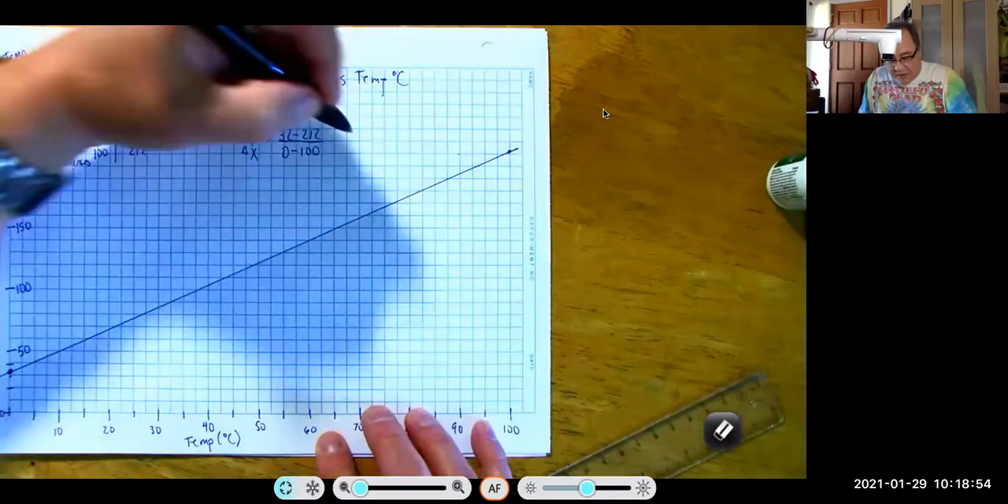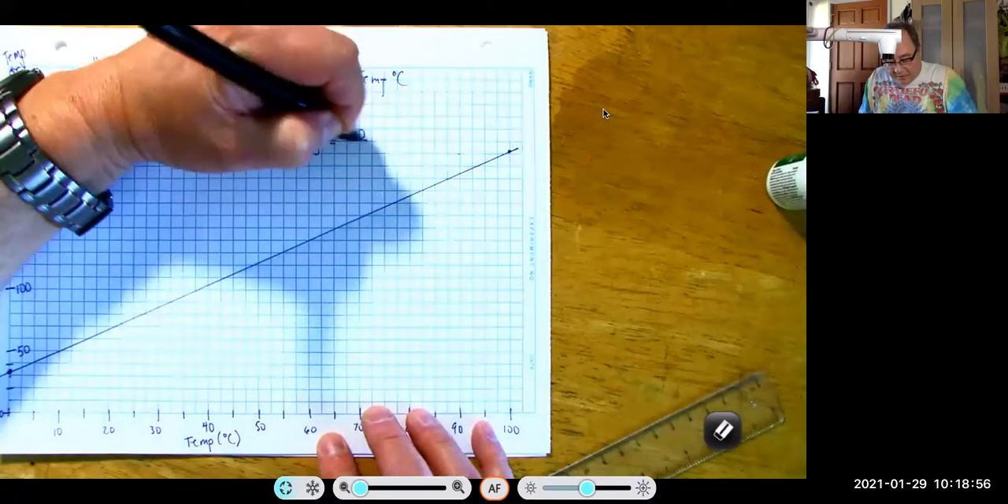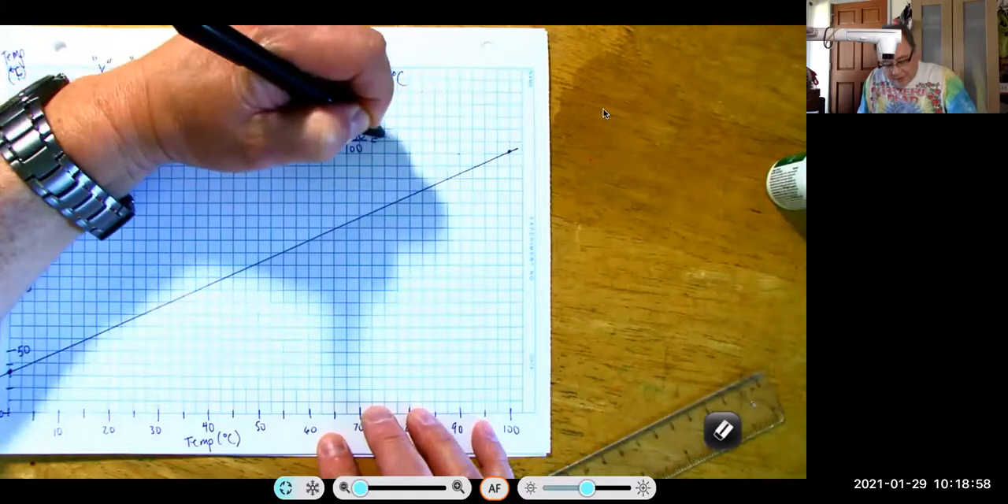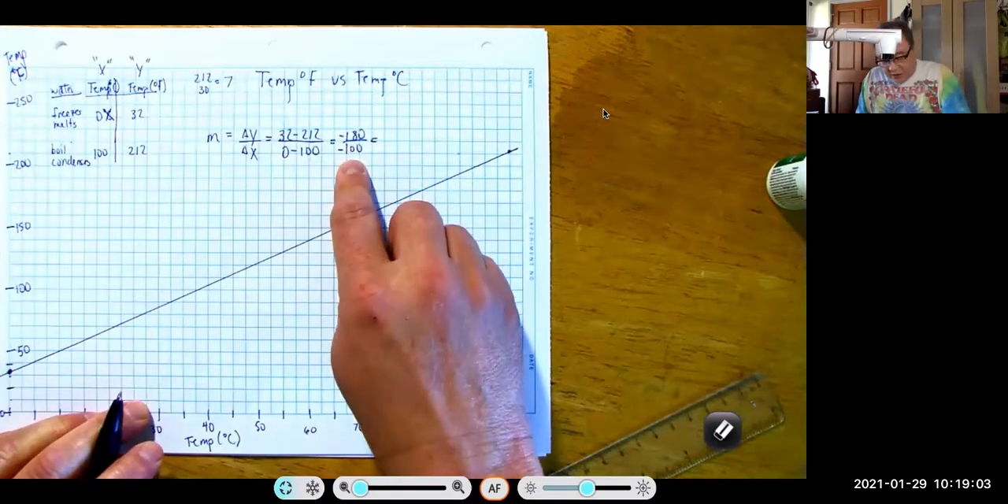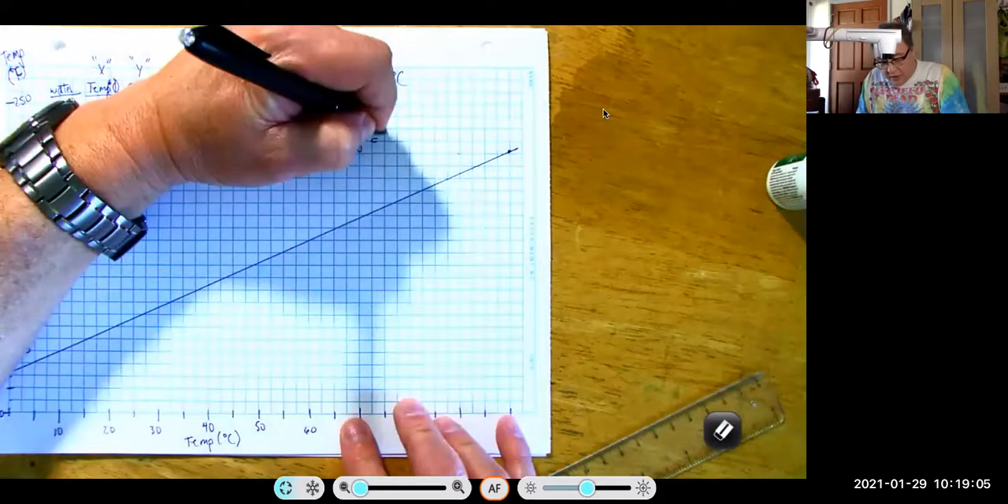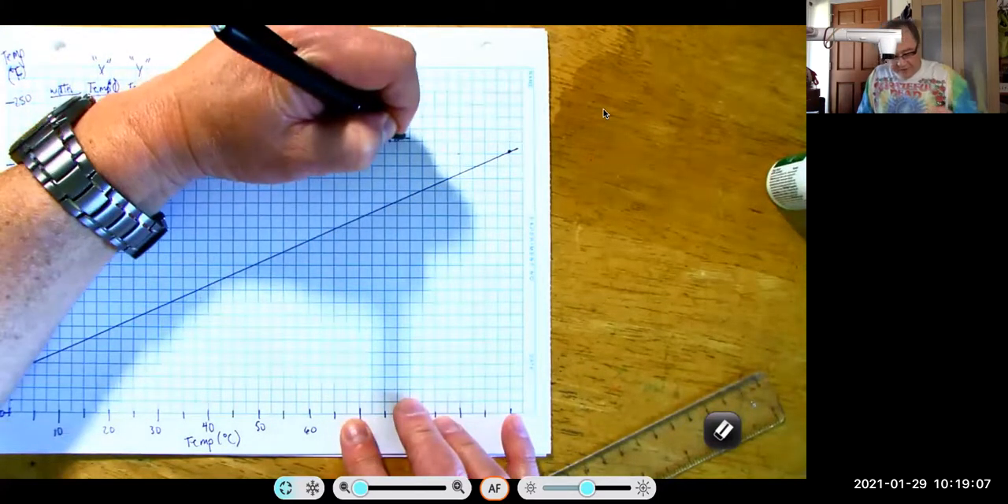And we get negative 180 over 100, which is, and I'm sorry, negative 180 over negative 100, which is 1.8, or some people leave it as 9/5.